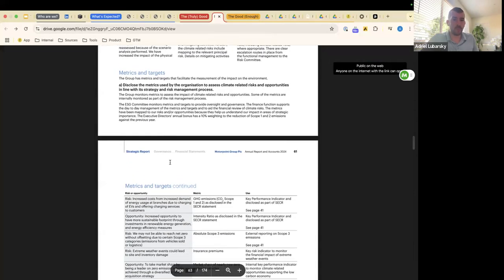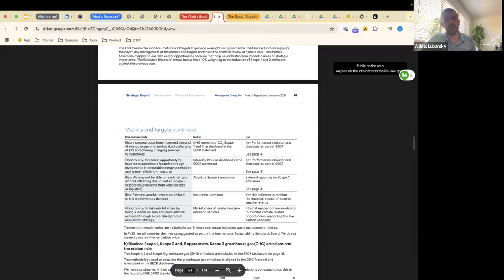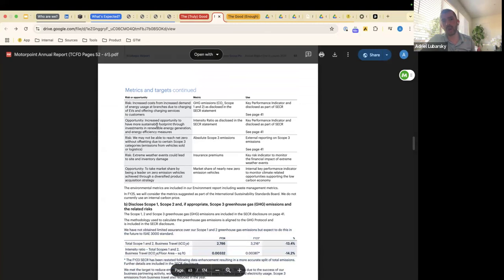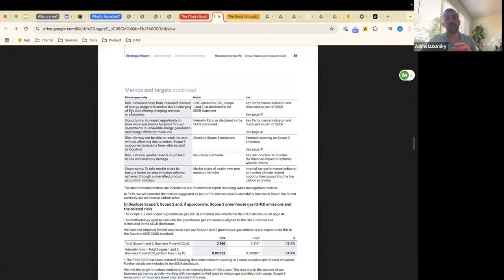So this is Motorpoint. And I think what they do here that's really interesting is that, of course, they disclose their carbon emissions, and great, they do that. But they also talk about the metrics related to the risks or opportunities that they care about. So they'll name the risk or the opportunity. So for example, risk: extreme weather events that could lead to site and inventory damage. They'll name the metric that they track, which is insurance premiums, and they'll talk about how they use it.